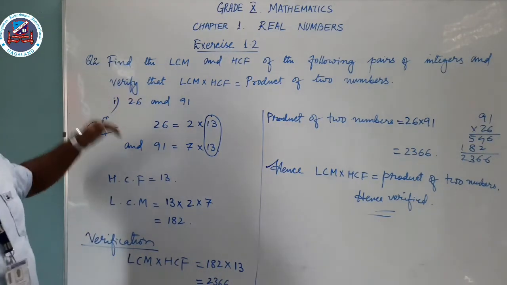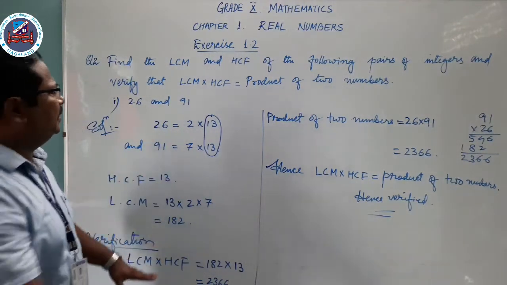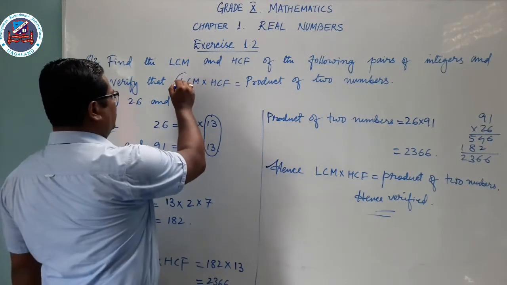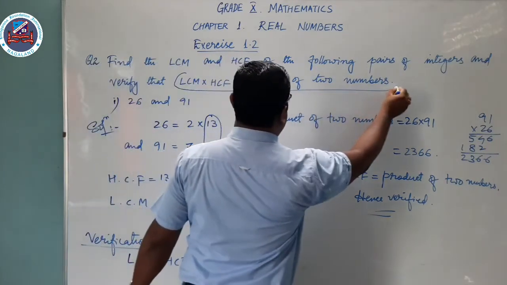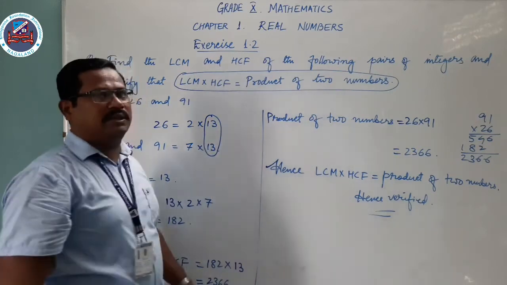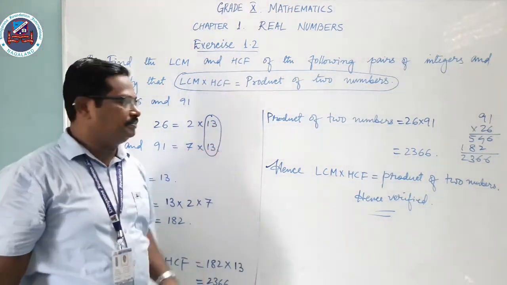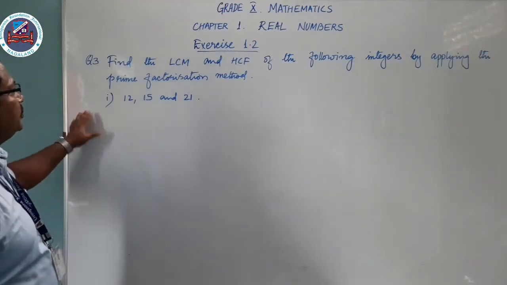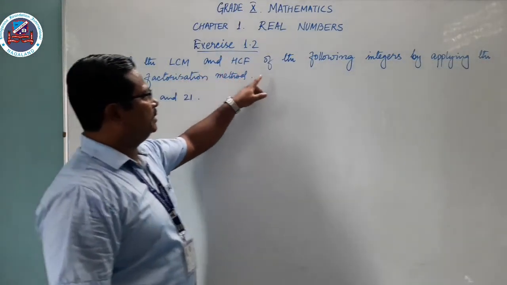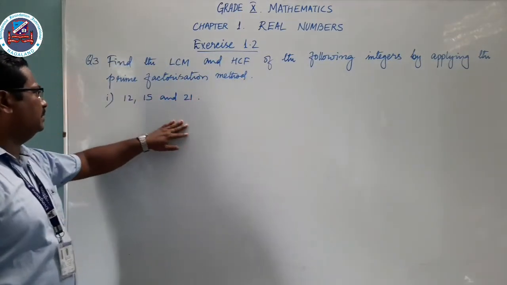Then let us see the next one, that is question number 3. And here one more important point is that you have one formula also. From here you get one formula. LCM into HCF is equal to product of two numbers. We can use this as a formula. Some numericals we'll solve and see. Also in question number 3, we have to find out the same LCM and HCF for the following integers by applying the prime factorization method.